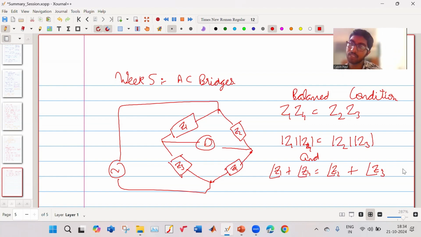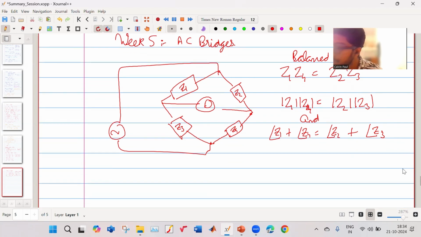So there are two conditions. There's a magnitude condition which has to be satisfied, and there's a phase condition also which has to be satisfied, because it is a phasor quantity. It is no longer DC, it is an AC quantity. So there's magnitude and phase. This is something which we have to look into. It is very easy, you have to derive it.